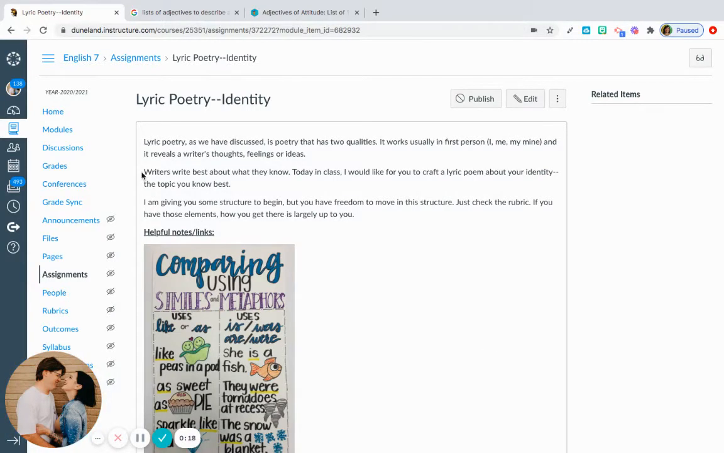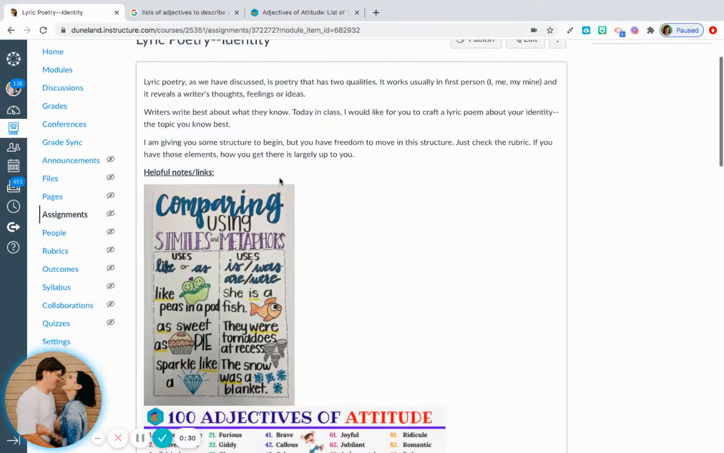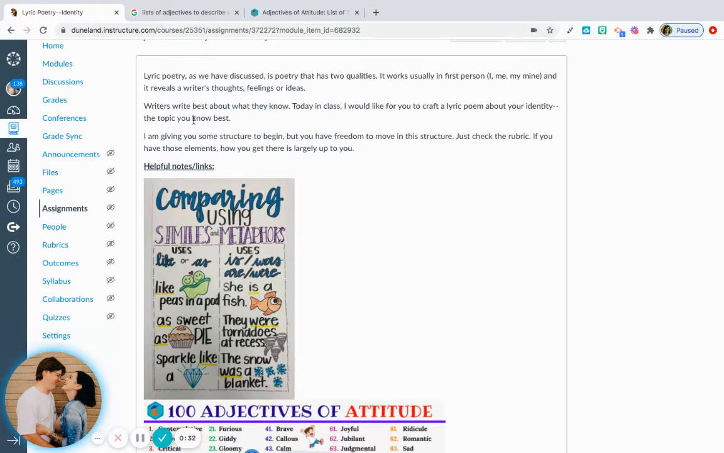So it states, lyric poetry, as we have discussed, is poetry that has two qualities. It works usually in first person, so using I, me, mine, and it reveals the writer's thoughts, feelings, or ideas. And we've talked about this previously, but writers typically write best about things that they know about, topics or subjects. So today in class, you're going to craft a lyric poem about your identity, a topic you know best.